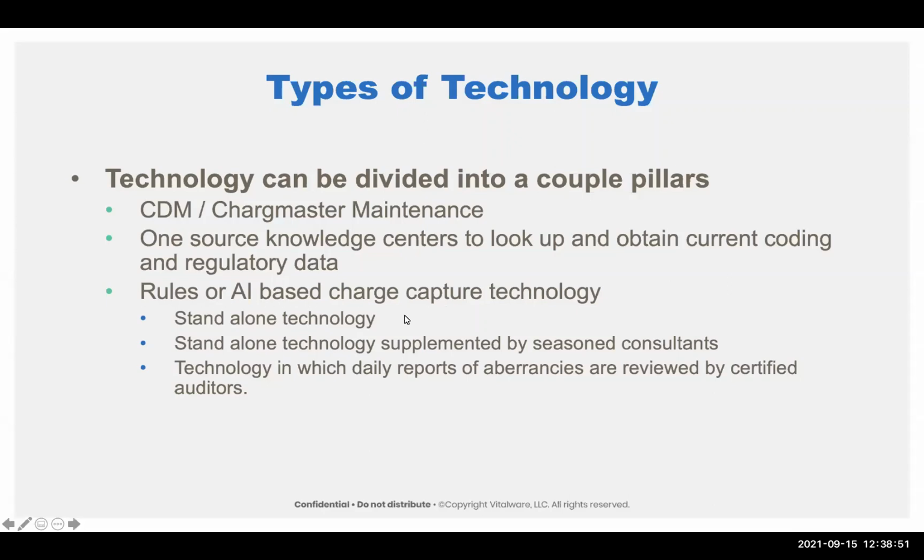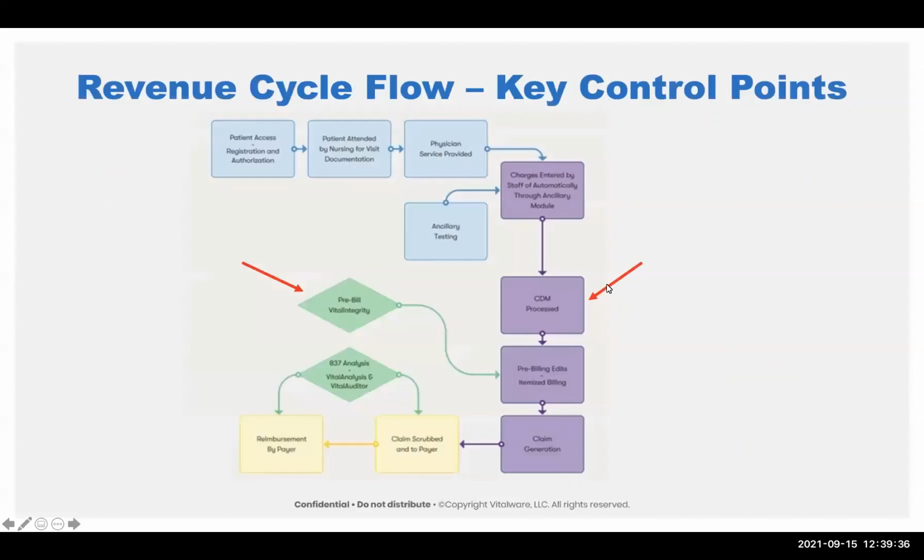Rules or AI-based charge capture are standalone technology, or standalone supplemented by consultants. That's another method where the consultants and the technology work together to a point where the vendor will drop off. There's technology in which daily reports are reviewed by certified auditors. There's also technology where you pay based on what they find, but they're never going to fix the problem. They just keep telling you what's wrong. So technology isn't one term. It's really important to know what technology you're getting, for what purpose, and what clinical decisions and processes have to be reviewed.